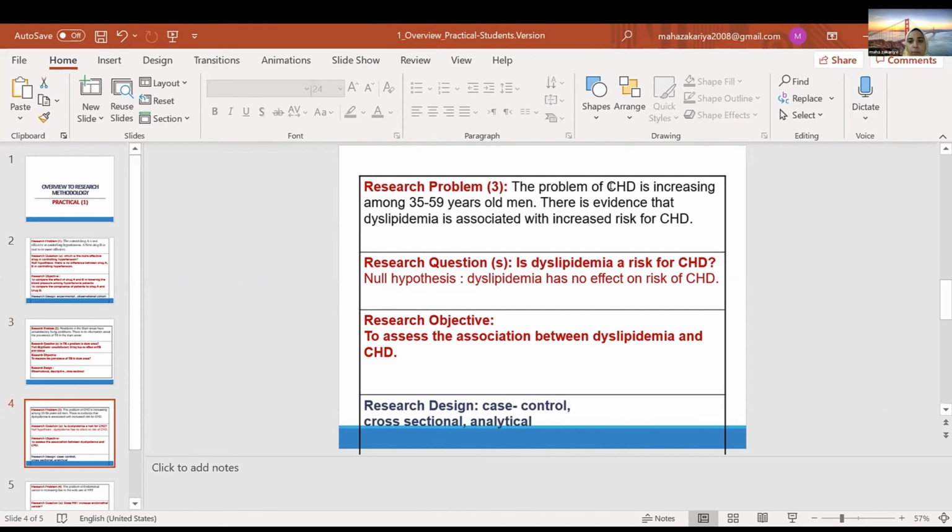So the problem of coronary heart disease is increasing, and we want to study the relation to dyslipidemia. So the research question is, is dyslipidemia a risk for coronary heart disease? And the null hypothesis will be dyslipidemia has no effect on risk of coronary heart disease. For the objective, to assess the association between dyslipidemia and coronary heart disease. The research design could be case control or cross-sectional analytic.